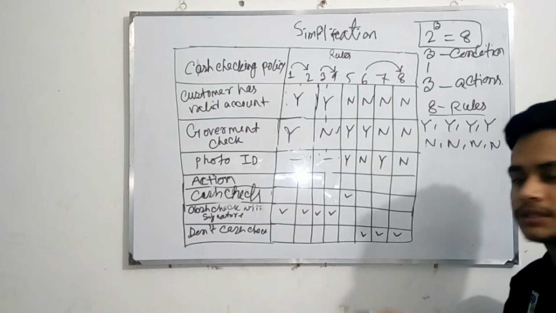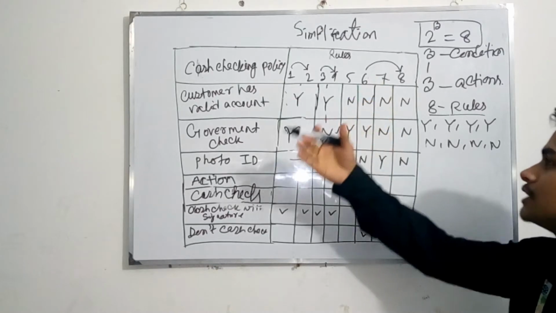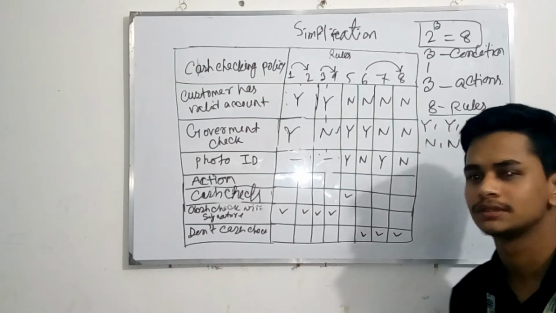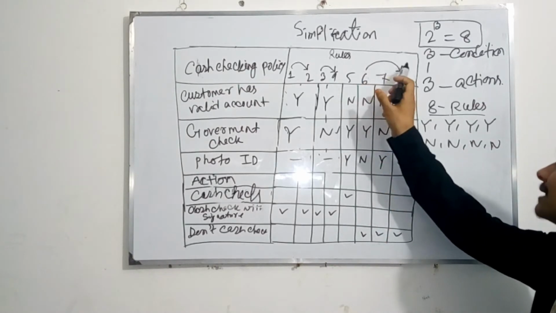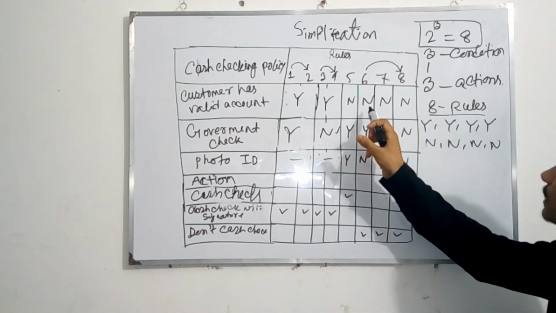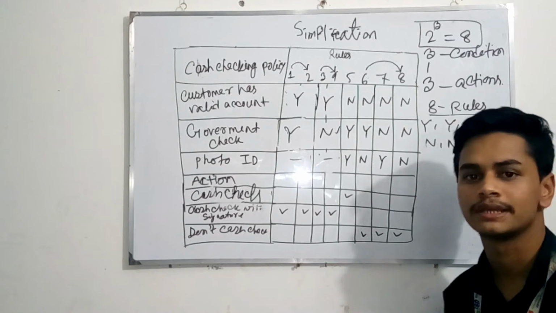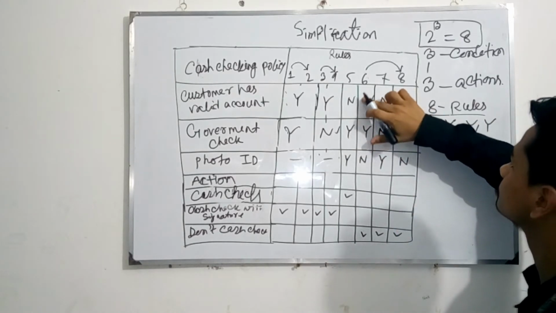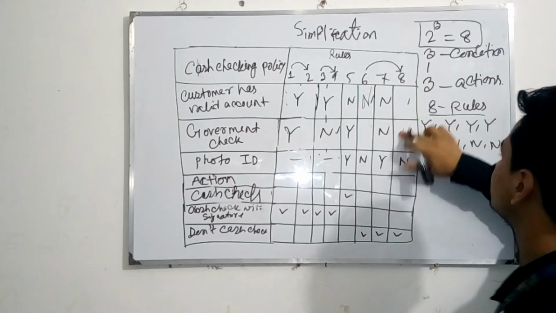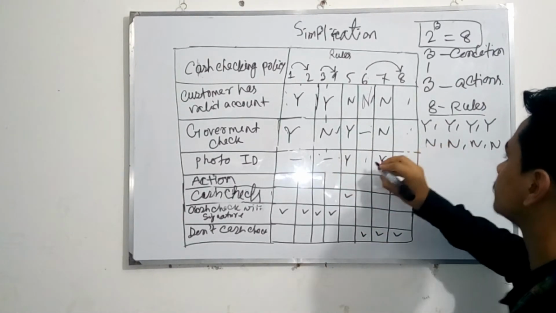We can merge them because they have the same actions. We cannot merge 6 and 7 because they do not have the same two conditions. So we need to merge 6 and 8. 6 and 8 will be merged because we can see here no, no, no, no. There are two conditions that are the same, so we can merge them. So no, no, we can write no. Yes, no, we can write doesn't matter. No, no, we can write no.